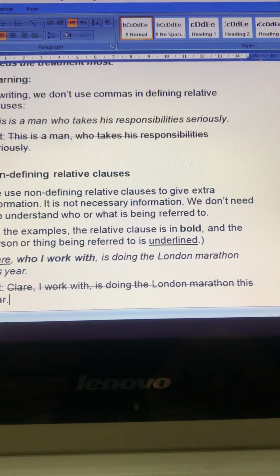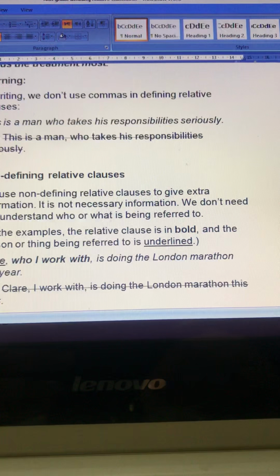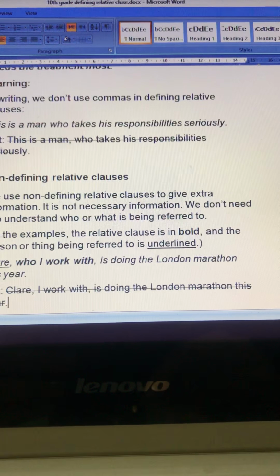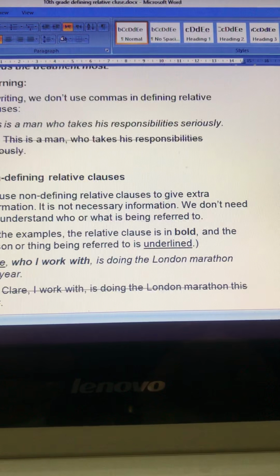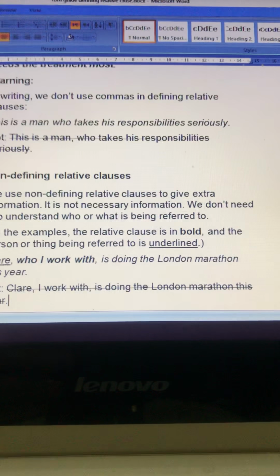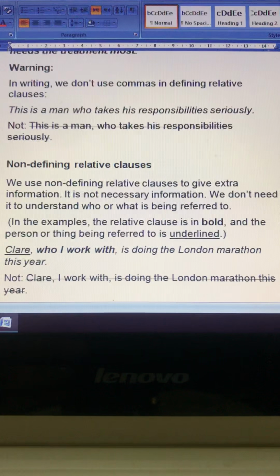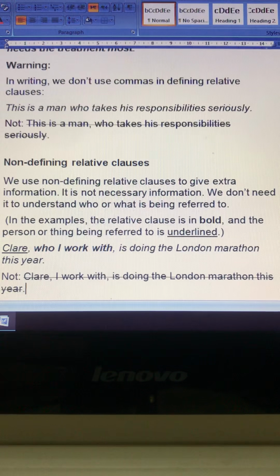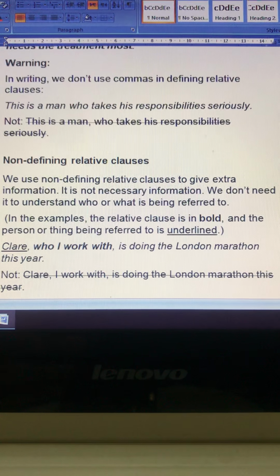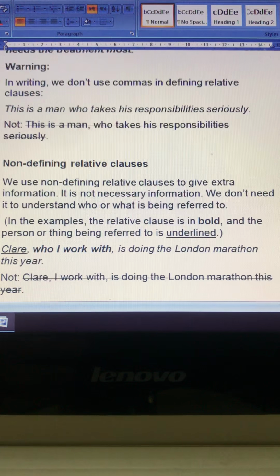Let's try to ignore who I work with. Claire is doing the London Marathon this year. The sentence is complete, and the idea of who I work with is only giving extra information, and it's not necessary. So, Claire, who I work with, is doing the London Marathon this year. Not Claire, I work with, is doing the London Marathon this year. You can't ignore Claire.